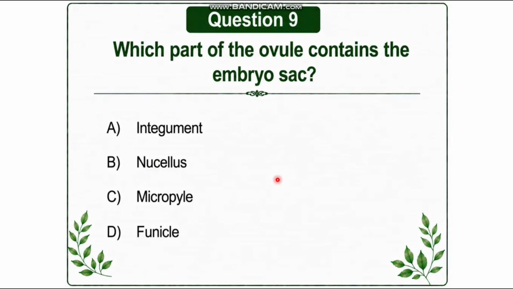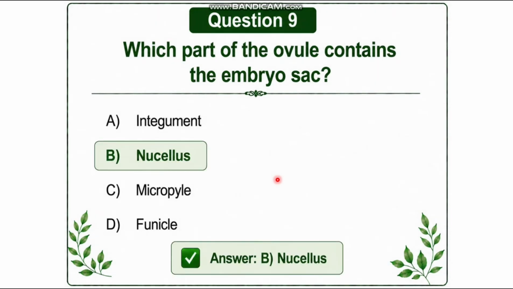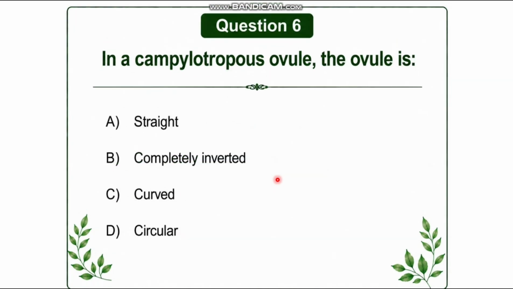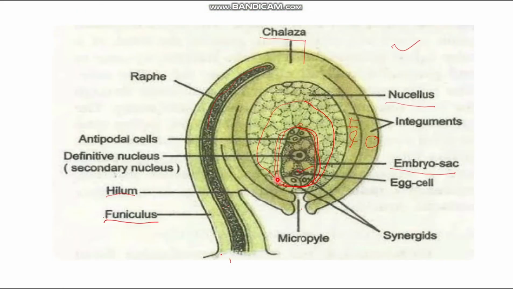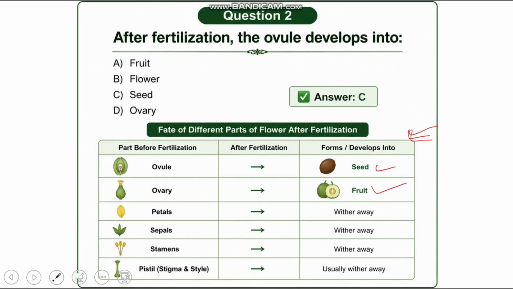Ninth question. Which part of the ovule contains the embryo sac? The nucellus. Here we have seen, inside this nucellus, the embryo sac is present. This is the embryo sac. Inside the nucellus, the embryo sac is present. Okay.